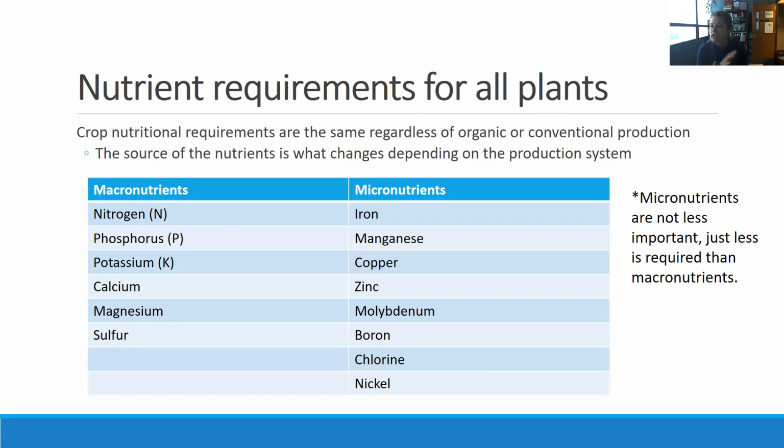So nutrient requirements for all plants, right? The crop nutritional requirements are the same regardless of organic or conventional production practices. So the source of the nutrient is what changes depending on the production system, right? But nitrogen is nitrogen, phosphorus is phosphorus, right? There are different forms of these nutrients, but the plant does not distinguish between, oh, this was an organic source and this was a conventional source.